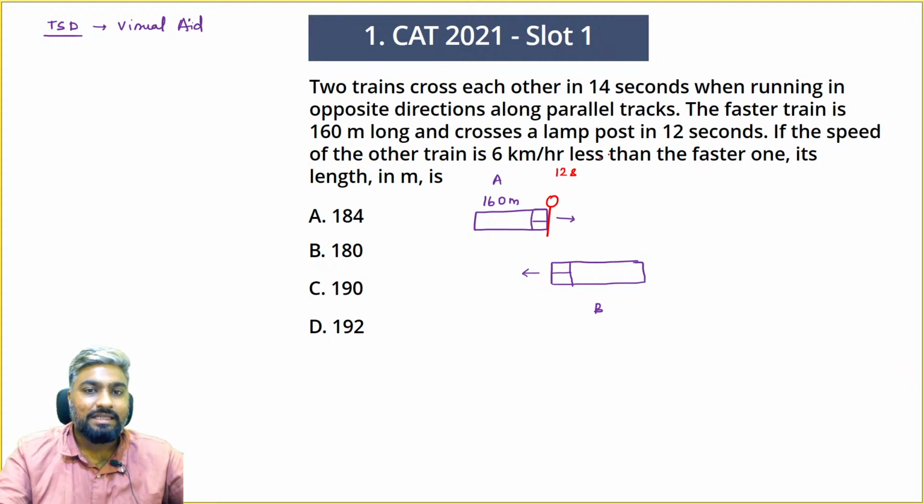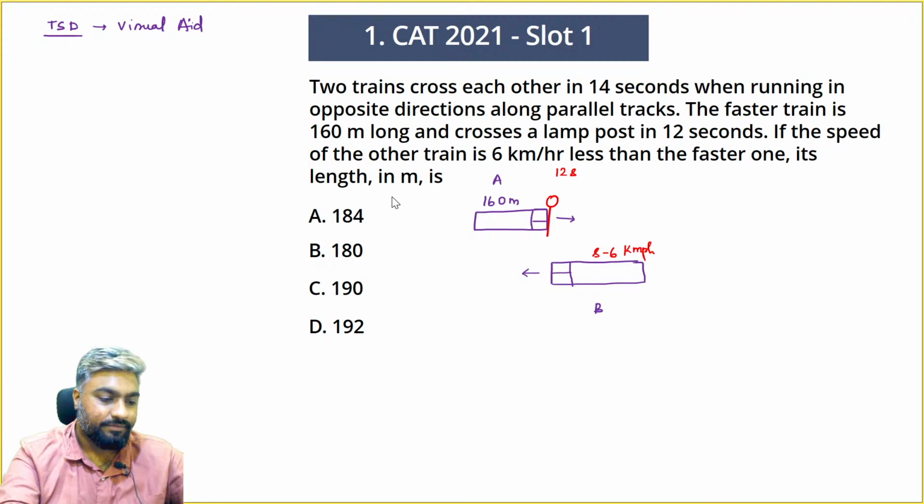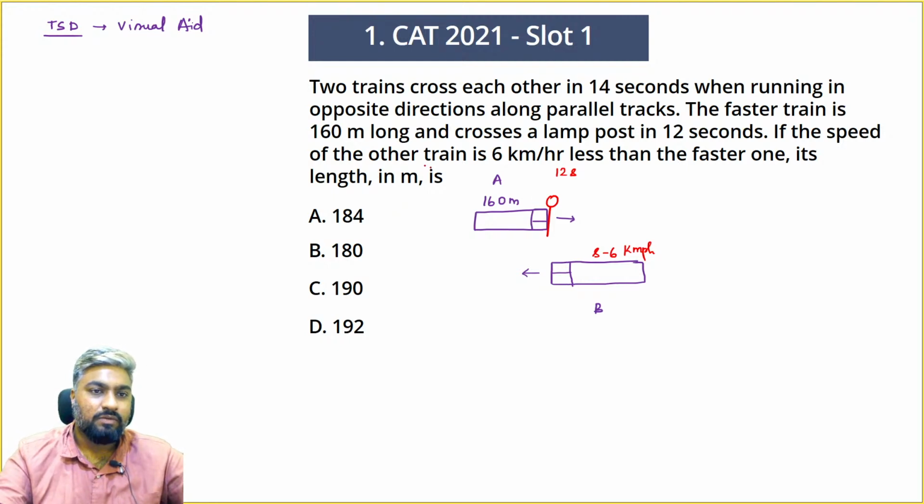Next, what are they saying? If the speed of the other train is 6 kilometers per hour less than the faster one, so whatever is the speed here will be less, 6 kilometers per hour less. Please read this very carefully. It's 6 kilometers per hour less. They're asking what is its length. We've been asked what is the length of the other train. One train is given, the other train's length is what we need to find out, right?